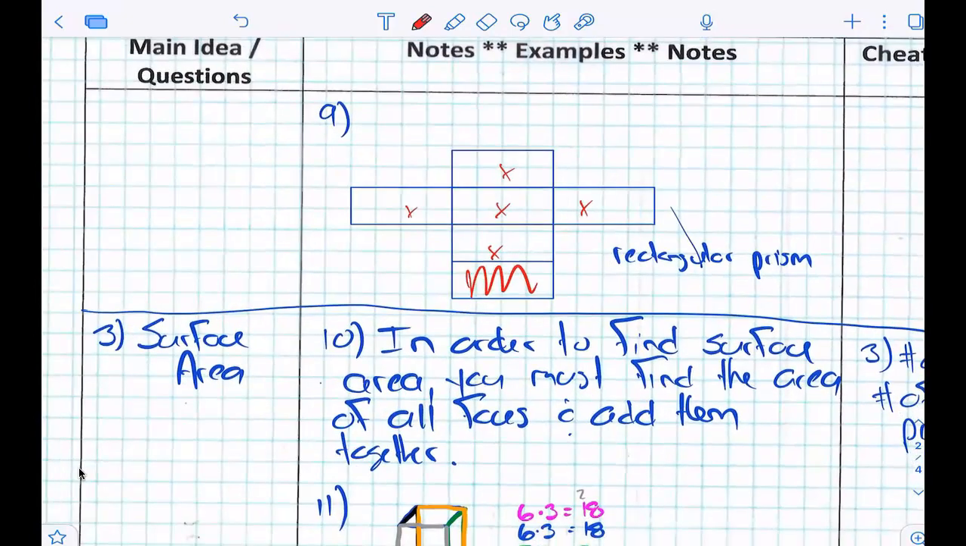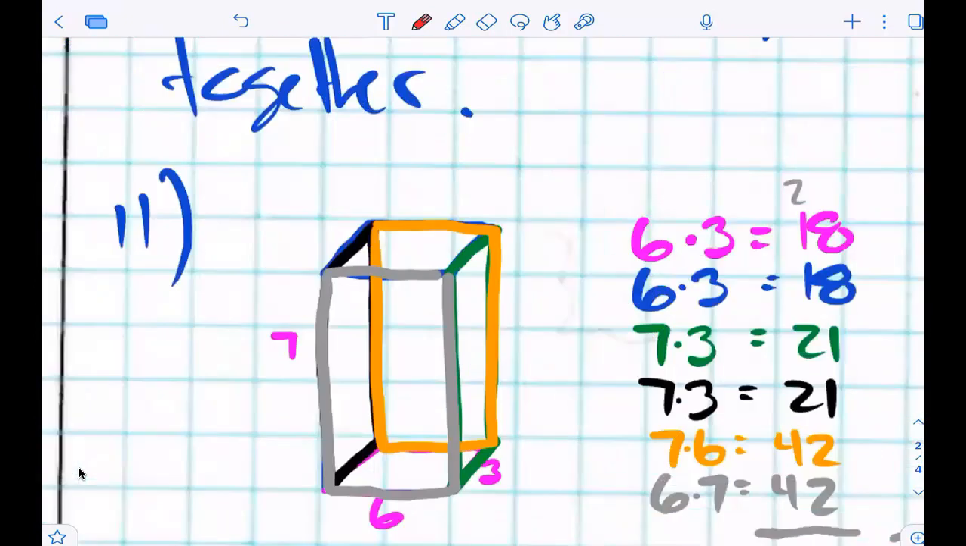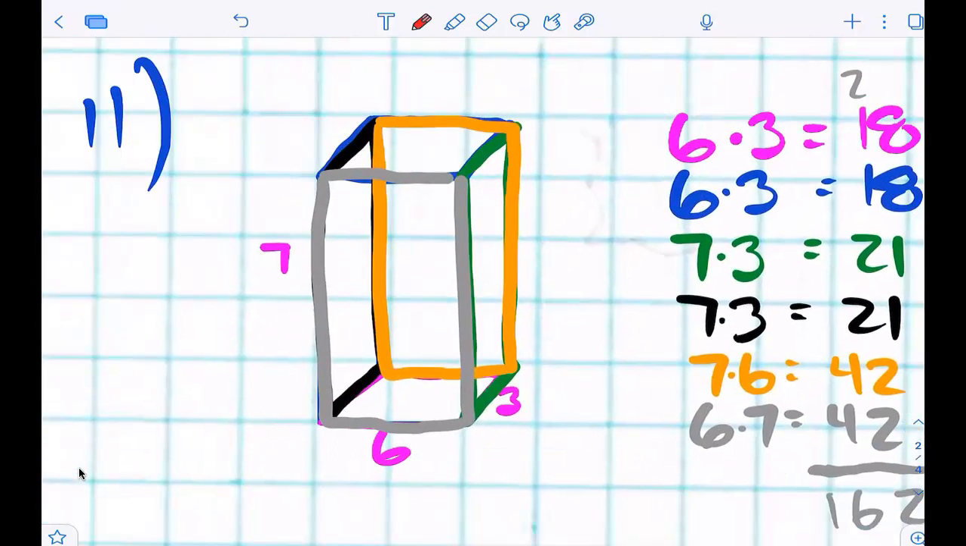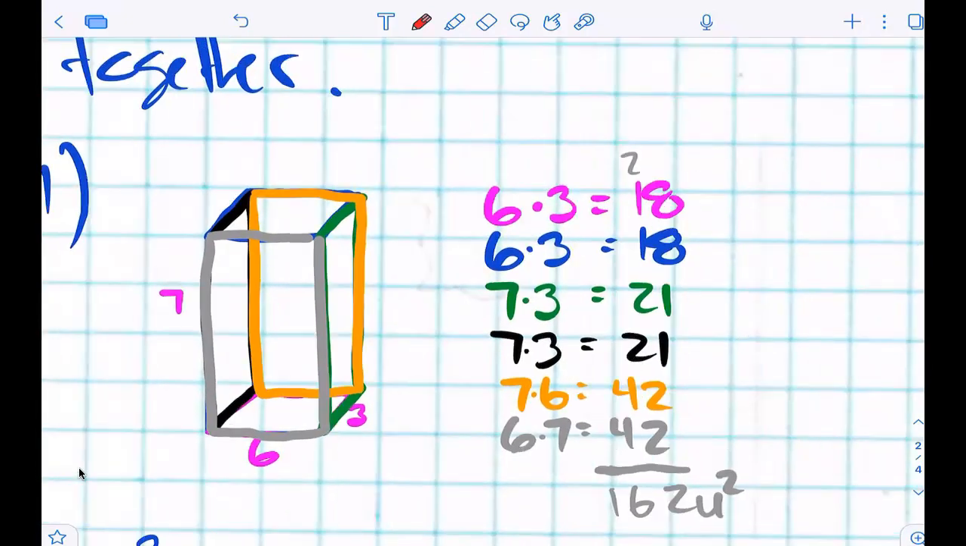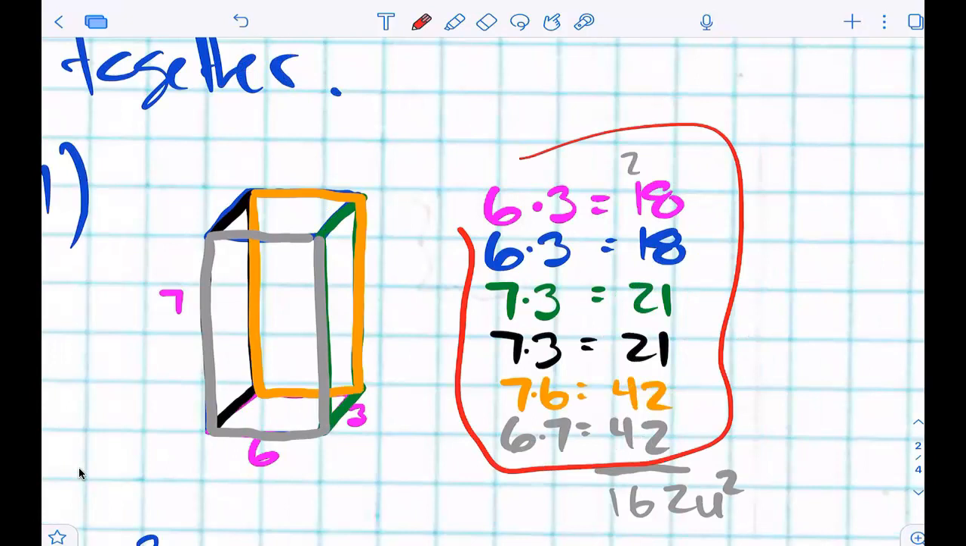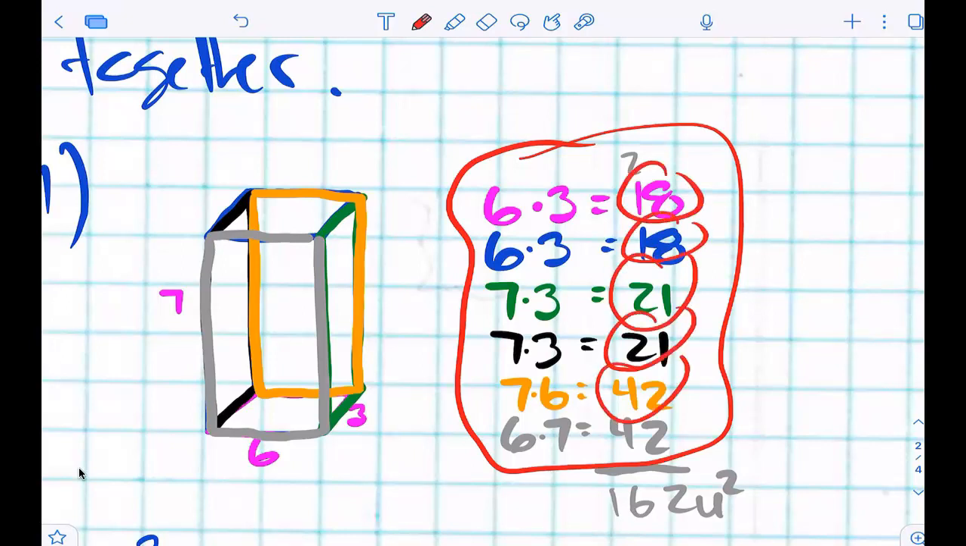All right, surface area. In order to find surface area, you must find the area of all faces and add them together. We have ourselves a rectangular prism, right? How many faces does a rectangular prism have? 6. How many math problems do you see here? 6. I find the area of every single side of a rectangular prism, yes? Once I find the area of all 6 sides, I just add them together, and I'm good to go.